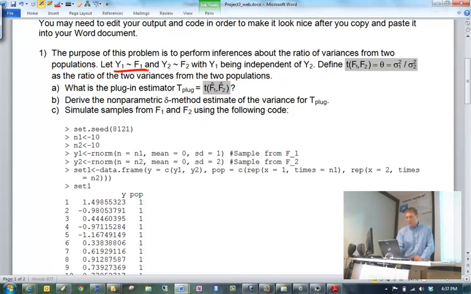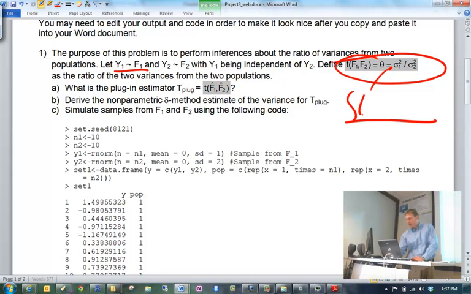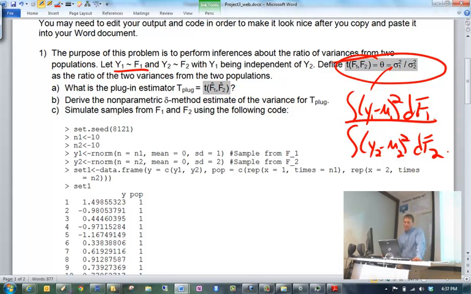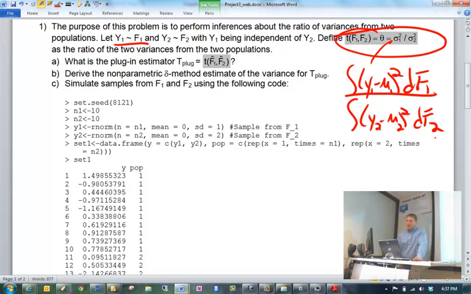So let's let y1 be distributed f1, y2 be distributed f2, and we're interested in this as the statistical function. So T of f1, f2 is sigma 1 squared over sigma 2 squared. Of course, we can write this out as the integral of (y1 minus mu1) squared df1, where mu1 is the mean for population 1, over the integral of (y2 minus mu2) squared df2. Okay. So with that as a setup, I want to do some stuff with the ratio of 2 variances.